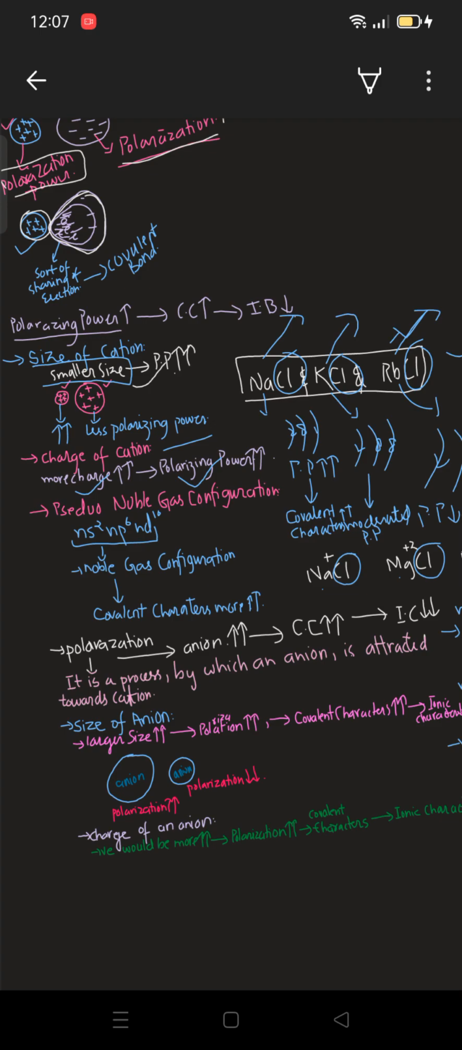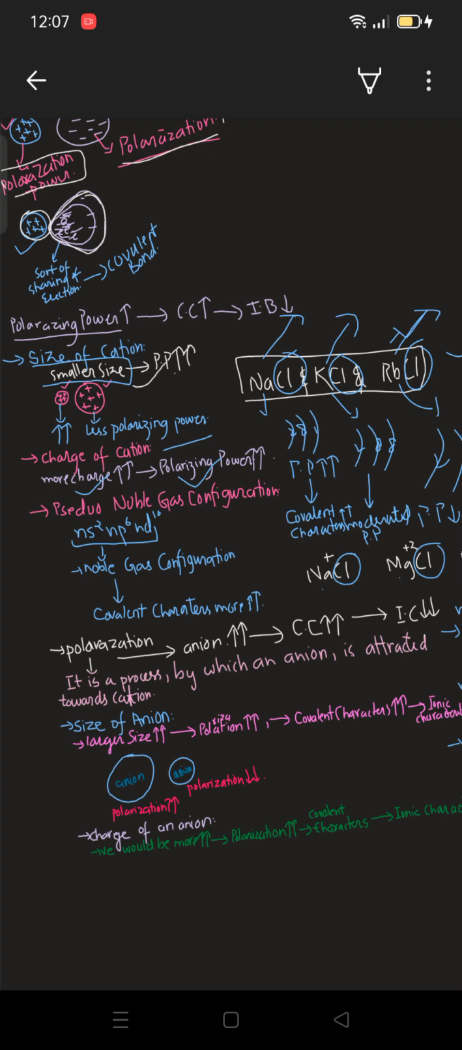You can determine the covalent character in an ionic bond because we have already studied that there is no ionic bond which is completely ionic, and not even a covalent bond which is completely covalent. There are some characters of each exist in both. If it is an ionic bond, there would be some character of covalent bond in it, and if it is a covalent bond, there would be some character of ionic bond in it. To determine the covalent character in an ionic bond, we discussed Fajan's rule.